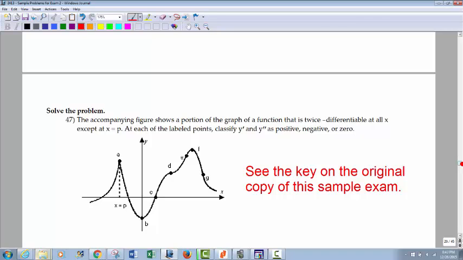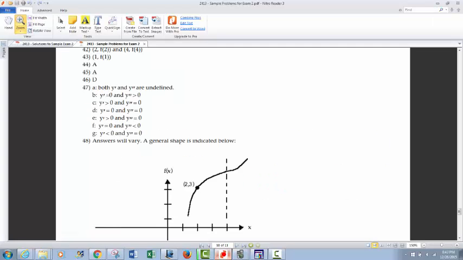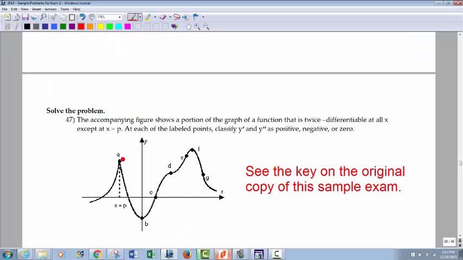Let's see what we have here, and we'll just run through these. It wants to know at each of these points whether the first derivative is positive, negative, or 0, and the second derivative. Now, the first point, this sharp point, the first and second derivative would be undefined.